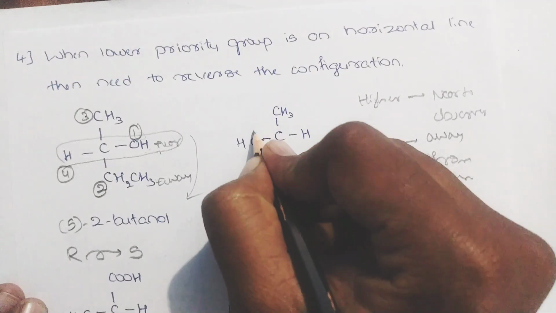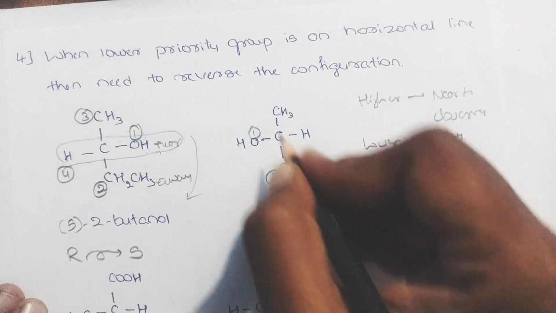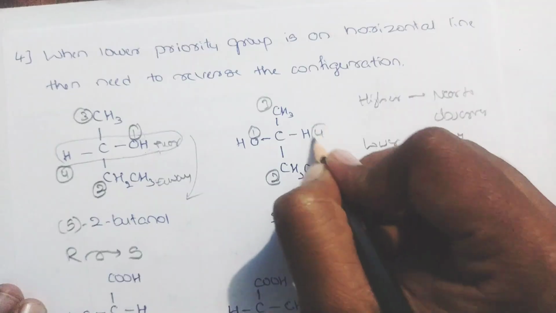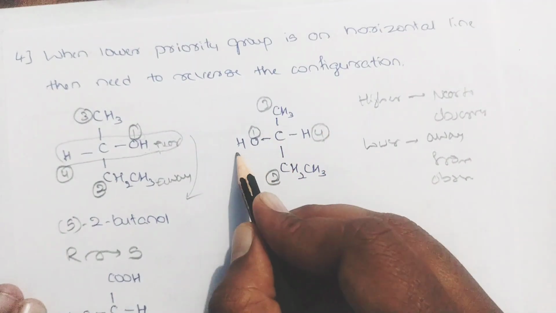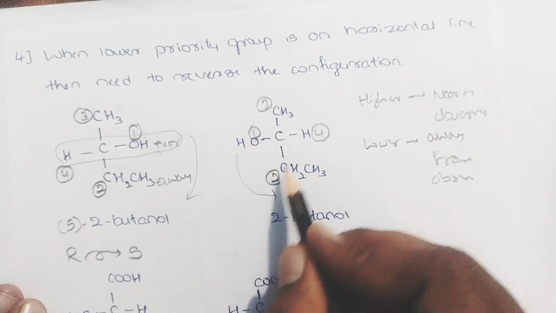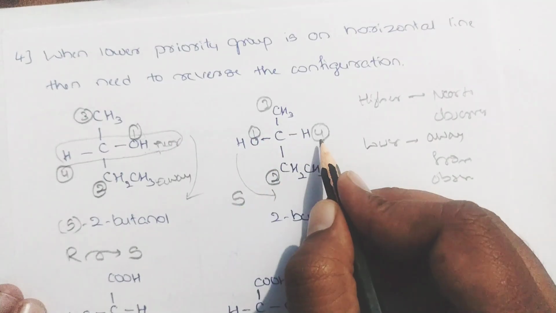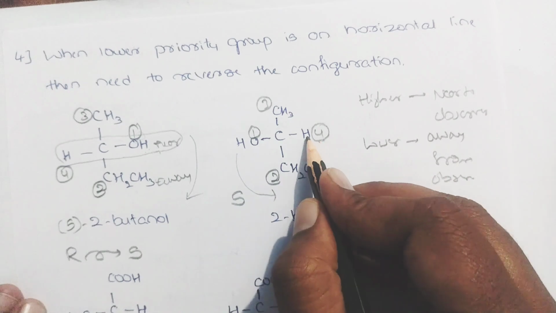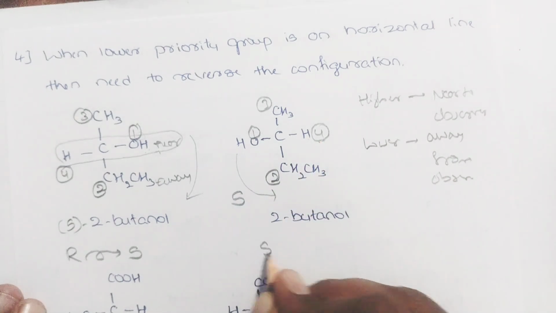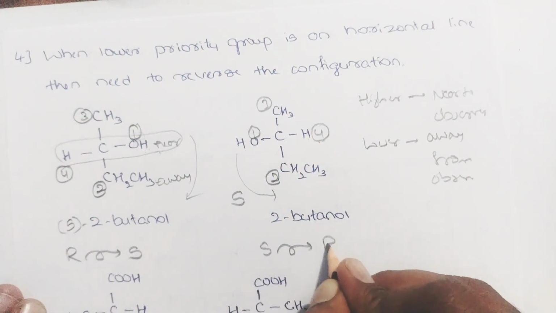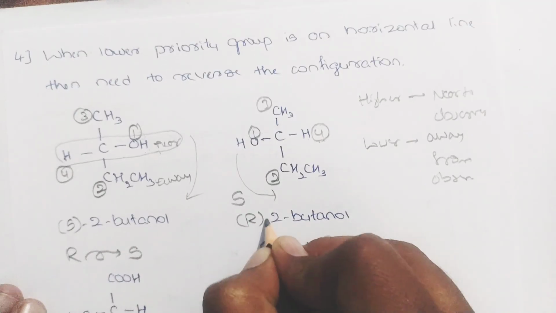Just check for this. This is 1, 2, 3 and 4. Here also the fourth group is on the horizontal line. The actual is 1, 2, so that it is S, but the fourth, the lower priority group, is on the horizontal line, hence we need to reverse the configuration to R, hence it is R-2-butanol.